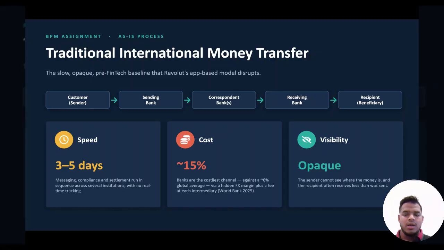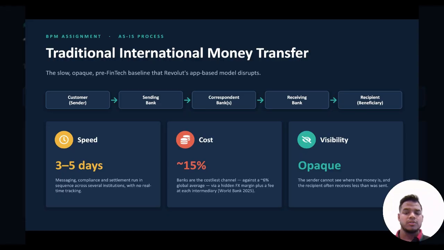baseline. The first is speed. A single transfer takes anywhere from 3 to 5 business days because messaging, compliance checks, and the final settlements run sequentially across multiple institutions with zero real-time tracking.